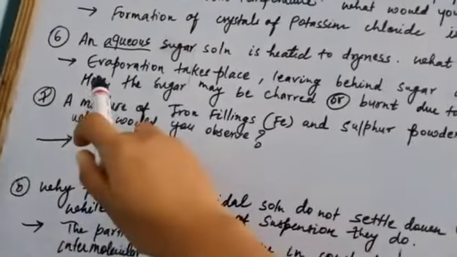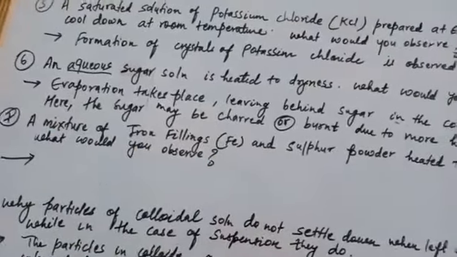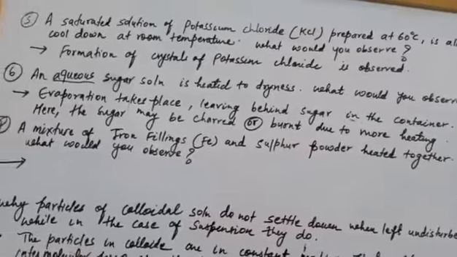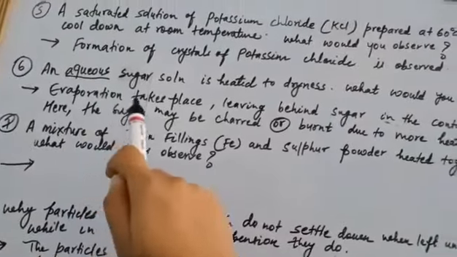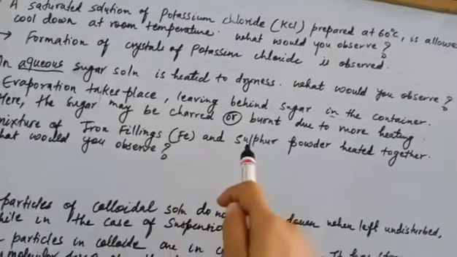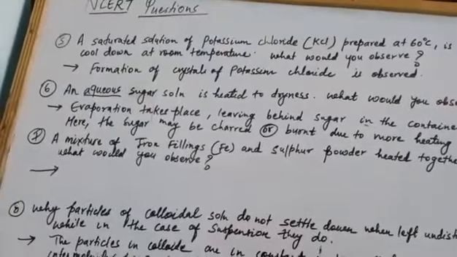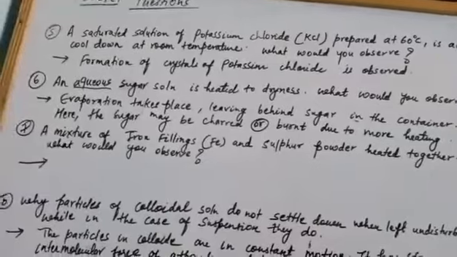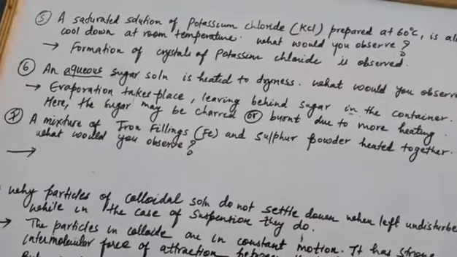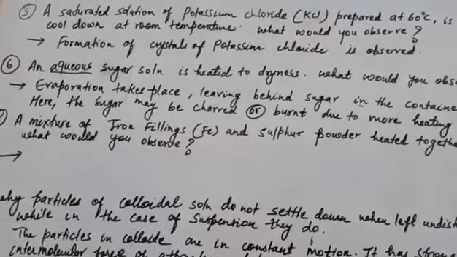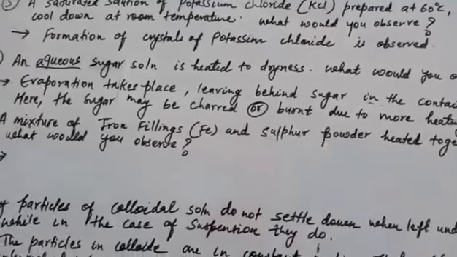Heated to dryness means what? Evaporation takes place, leaving behind sugar in the container. But what happens here? The sugar may be charred or burnt due to more heating. As I told you before also, during evaporation there is uneven heating. So due to excessive heat, whatever sugar remains can be charred or burnt.